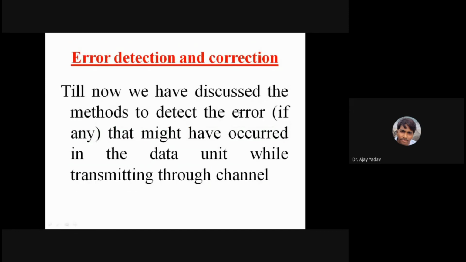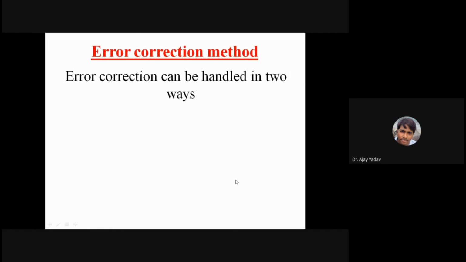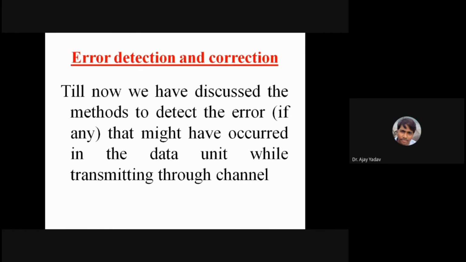Okay. So till now, whatever methods we have seen, those methods were just based on detecting the error, if any, that might have occurred in the data unit while transmitting through the channel. But none of them were able to tell the receiver at which bit location the error has occurred.